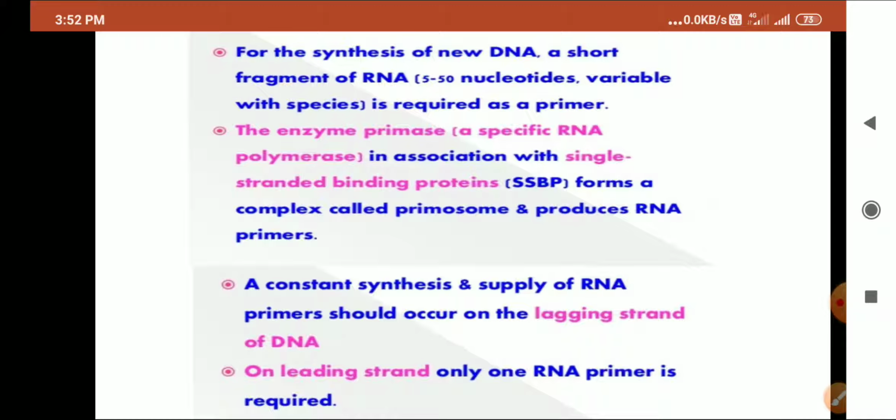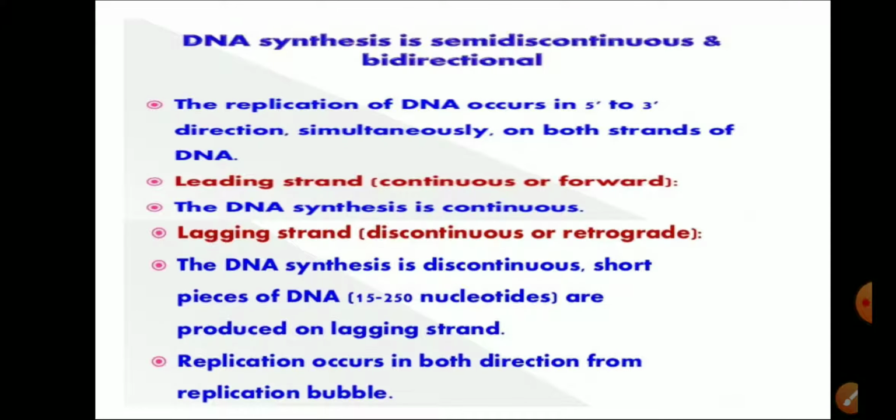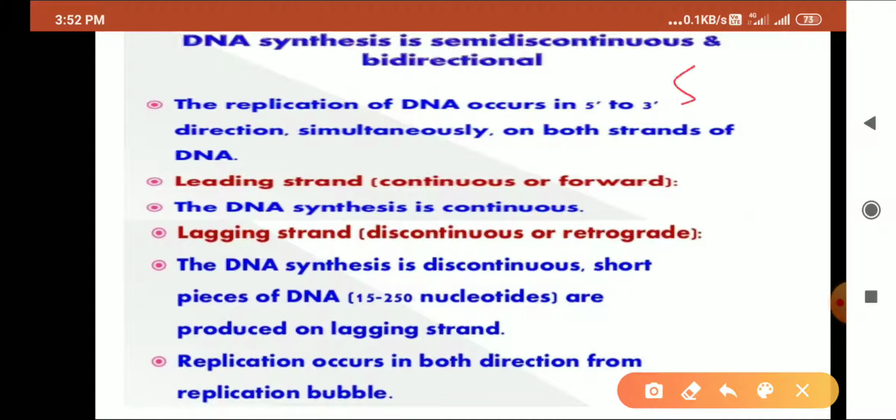the process of replication. A constant synthesis and supply of the RNA primer should occur on the lagging strand of the DNA, and the other is a leading strand that leads faster than the lagging strand. DNA synthesis is semi-continuous and bidirectional. The replication of DNA occurs in 5' to 3' direction.